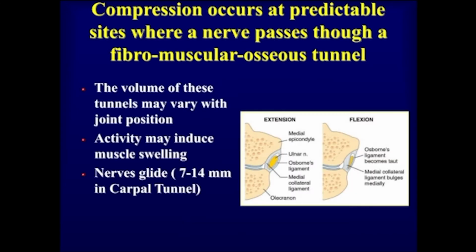It's also important to understand that these tunnels vary in terms of their volume based upon the position of joints. This little picture you see on the side demonstrates what happens to the cubital tunnel in positions of both extension as well as flexion. And you can see that in the position of flexion, the cubital tunnel actually narrows, which can produce a compression. Also, it's important to understand that nerves glide when they cross joints. If there's fibrotic changes around the nerve which inhibits gliding, this can aggravate or cause a neuropathy.